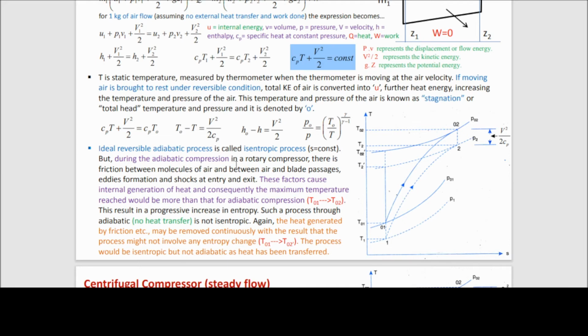But during the adiabatic compression in a rotary compressor, there is friction between molecules of air and between air and the blade passages, eddies formation and shocks at the entry and exit. These factors cause internal generation of heat, and consequently the maximum temperature reached would be more than that for adiabatic compression. So T01 to T02, you see T01 to T02. This increase in temperature is just because of this thing.